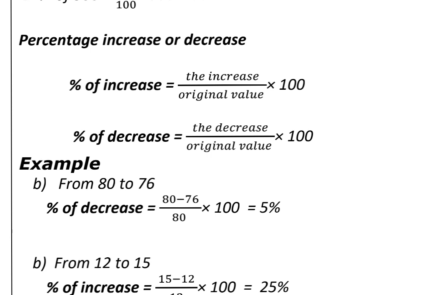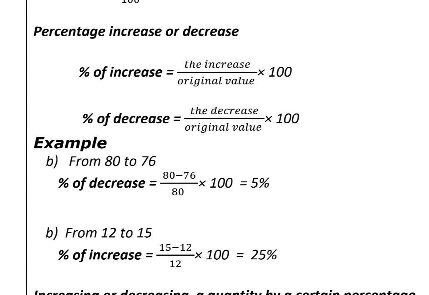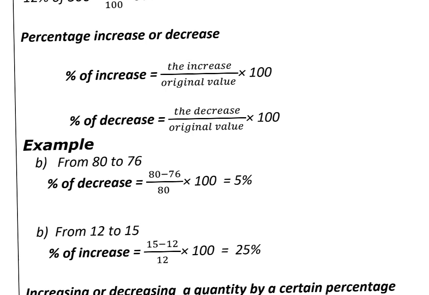For example, if the number changes from 12 to 15, I need to find the percentage increase. So you need to find the increase itself. 15 minus 12 equals 3. So 3 over the original times 100 equals 25. So 25%. So from 12 to 15 increases by 25%.